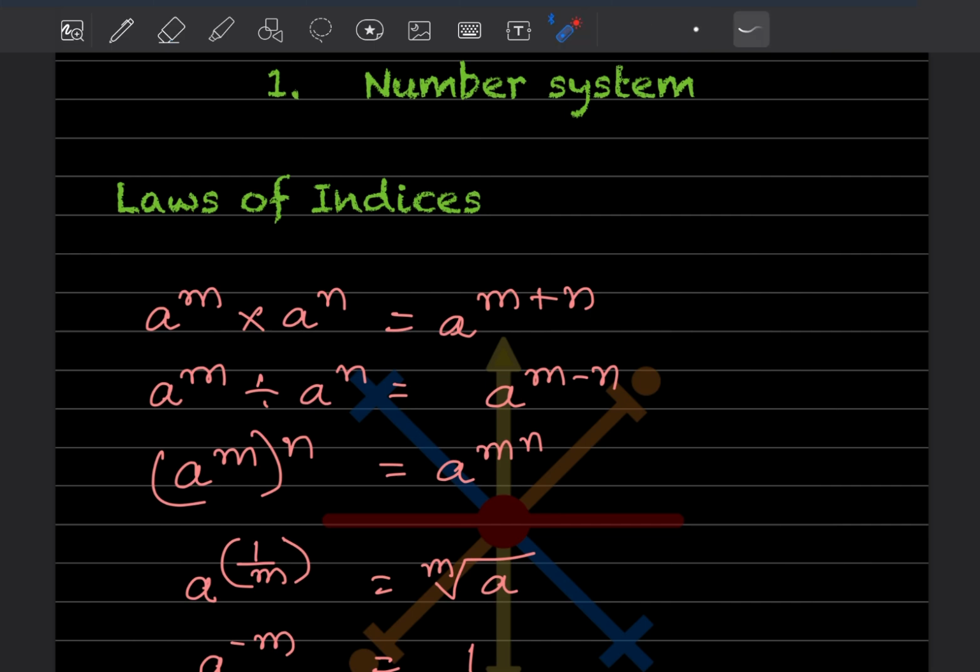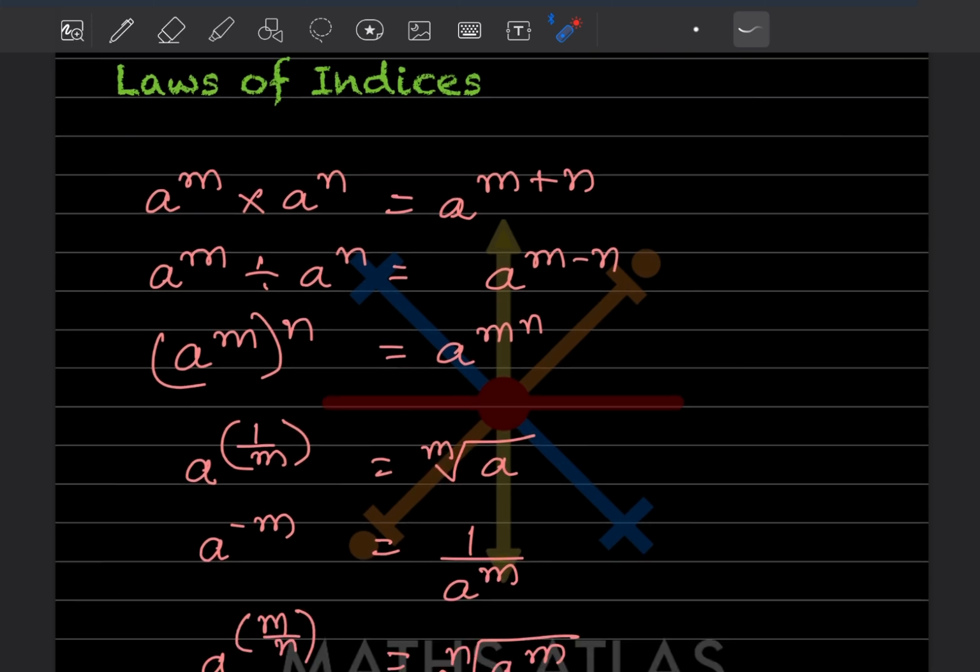So the first law is a raised to m into a raised to n, which is going to be a raised to m plus n. A raised to m divided by a raised to n will be a raised to m minus n. A raised to m raised to n, so this is actually multiplication, that will be a raised to mn. A raised to 1 by n: this is the numerator, this is the denominator, so it is the n-th root of a, where the denominator goes here.